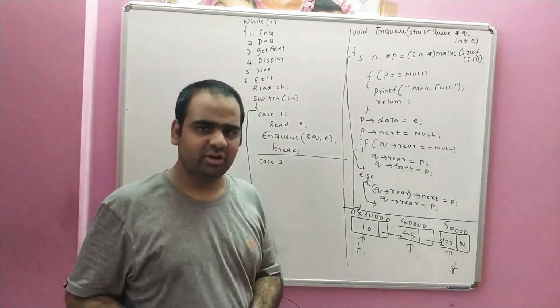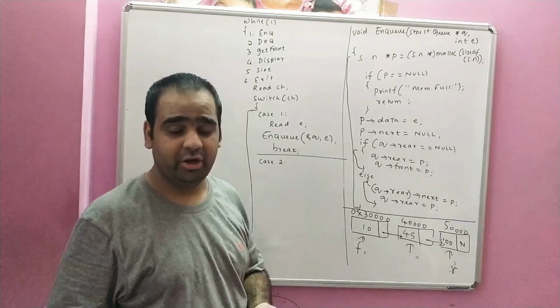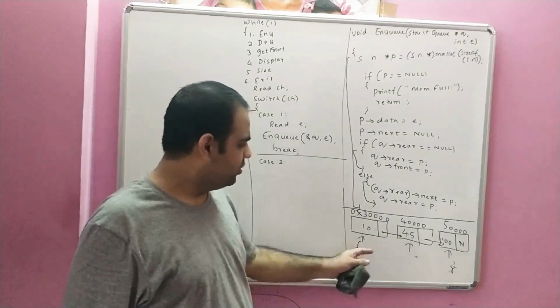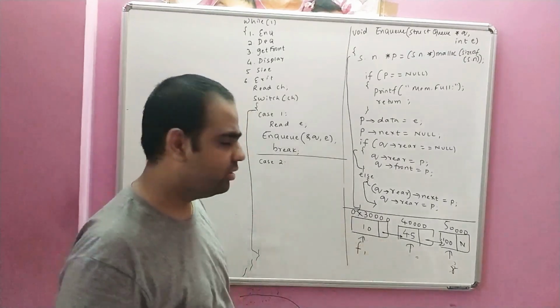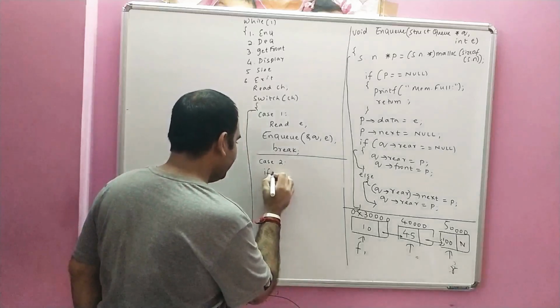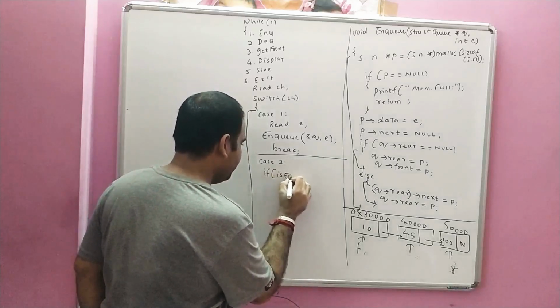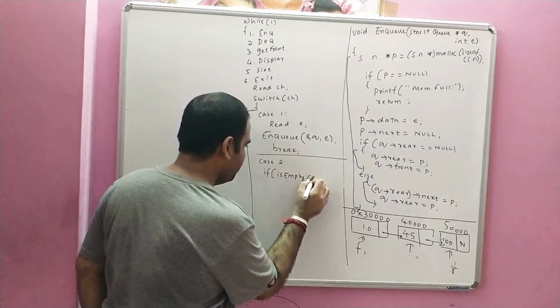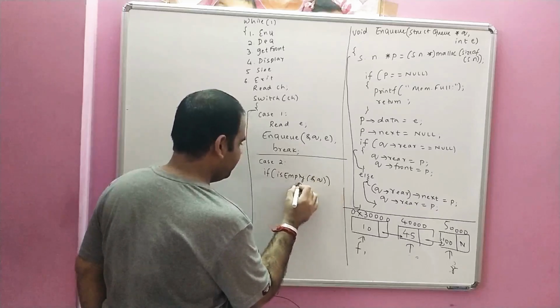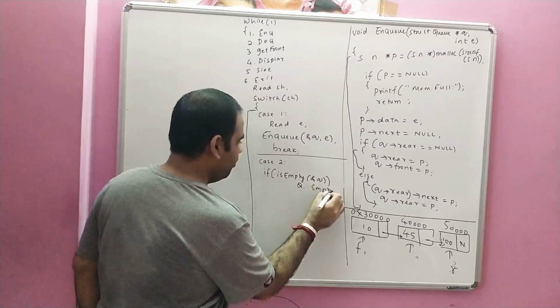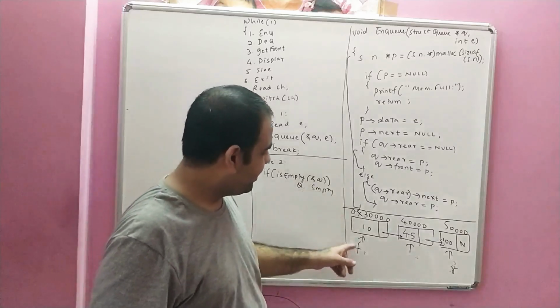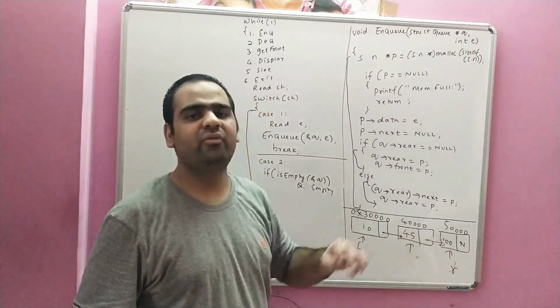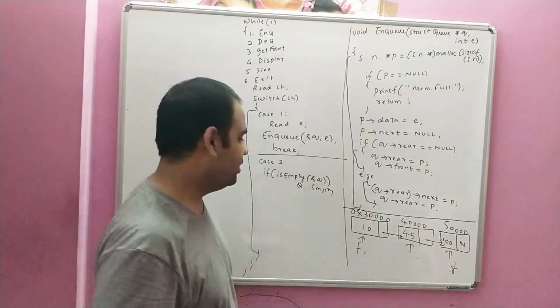Now let us write the function DQ. Before you DQ, you have to check if the Q is empty or not, else you cannot do it. Therefore we say if is empty of Q, then printf Q is empty. Now how do we know that the Q is empty? If the value of front is null or the value of rear is null. Null means there is nothing over here.